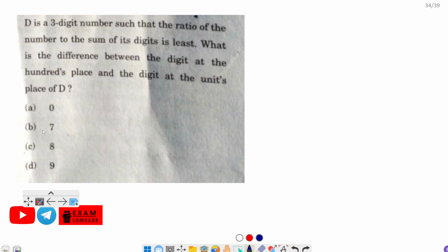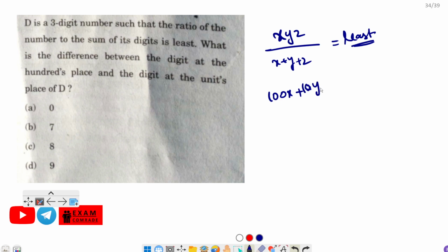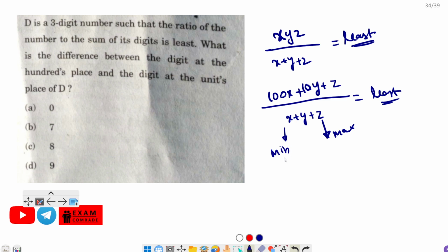Next question, D is a three-digit number such that the ratio of the number to the sum of digits is least. Okay, it is given that xyz is a number. When it is divided by x plus y plus z, this is the least number possible. We can write xyz as 100x plus 10y plus z by x plus y plus z. This will be least when you maximize the value of z, and x should be minimum, right? But x cannot be 0 because it will become a two-digit number.